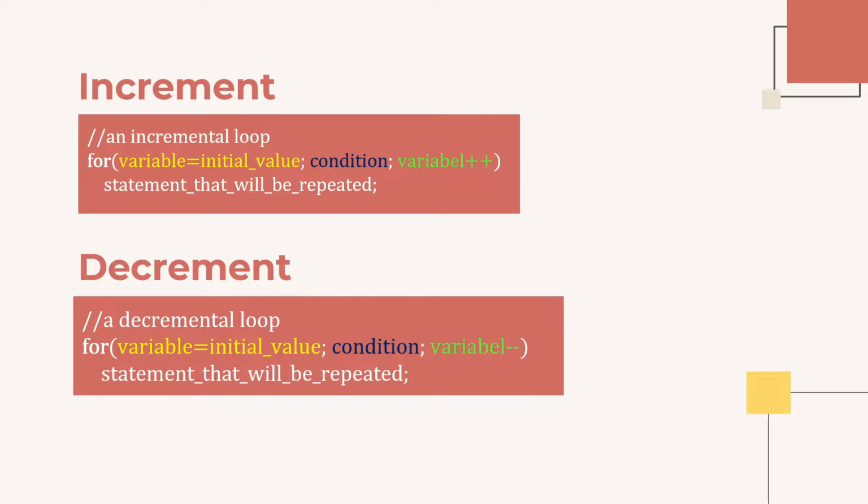By default, the for structure increases or decreases the index variable by the value of 1. If we use variable plus plus or variable minus minus, it just increases or decreases by the value 1. If we want to increase or decrease the value by another value, the increment and decrement operators are replaced with a self-defined statement.